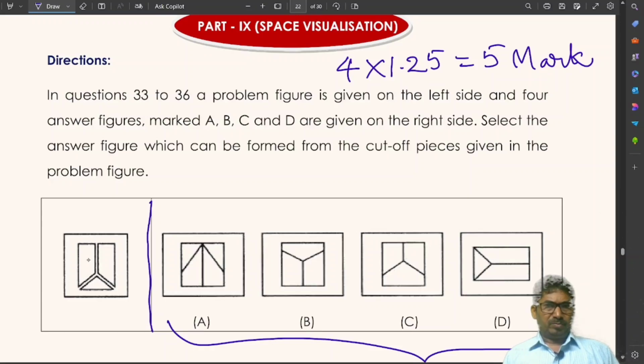Here we have 3 parts like this, 1, 2, 3. Which figure can we form using these parts? Is this? No. Is this? No. Is this? No. By observing carefully we can get an idea, we can identify. So exactly this figure, D, is the correct option.